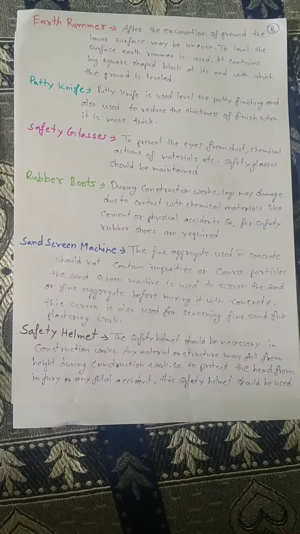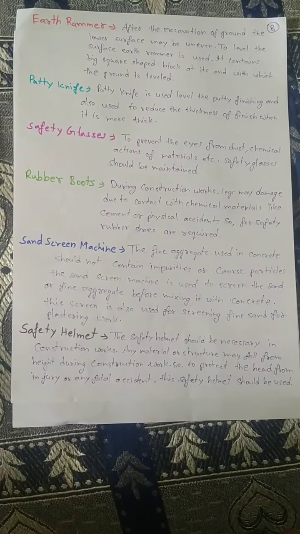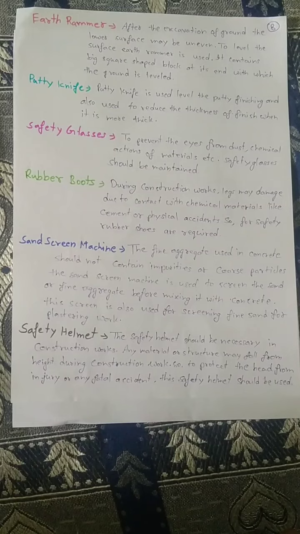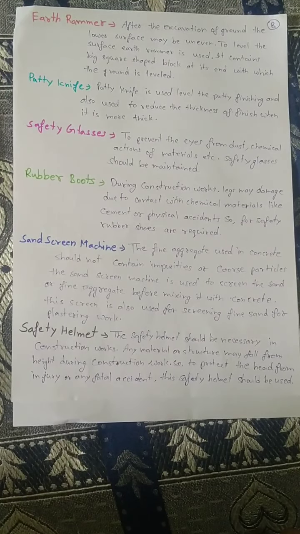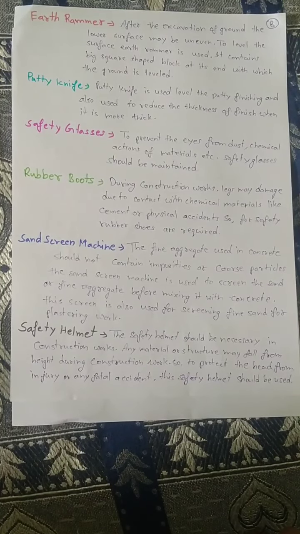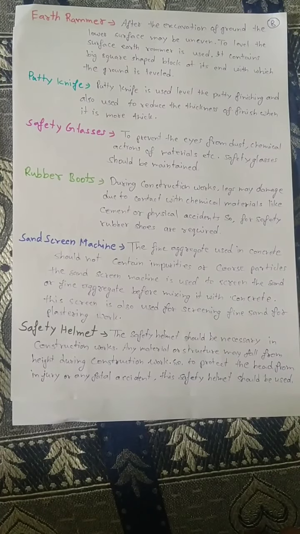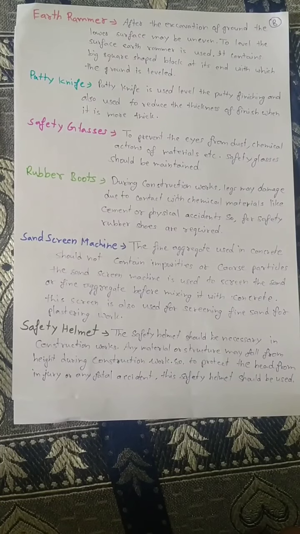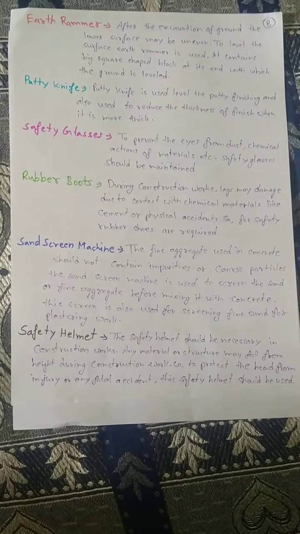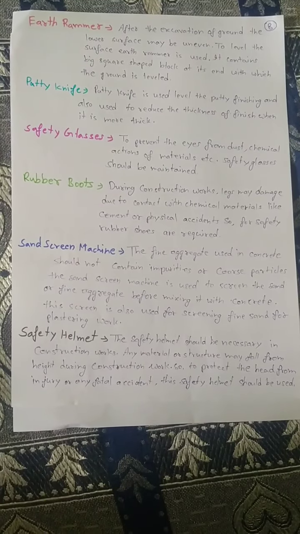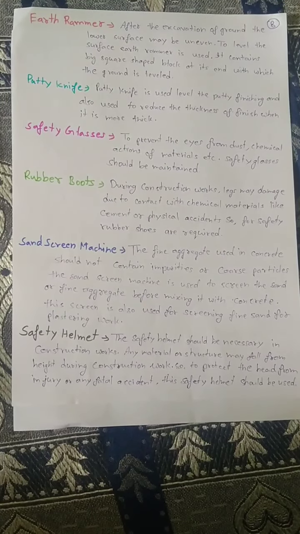Earth rammer. After the excavation of ground, the lower surface may be uneven. To level the surface, earth rammer is used. It contains a big square shaped block at its end with which the ground is leveled.